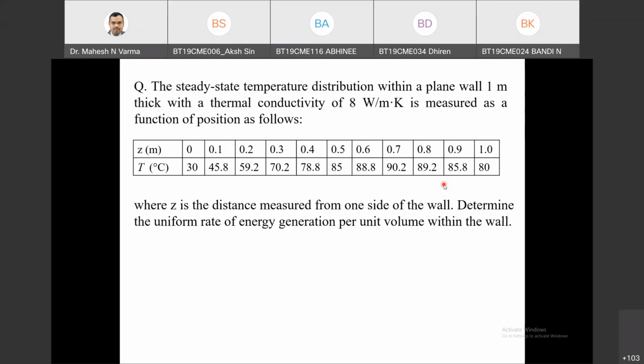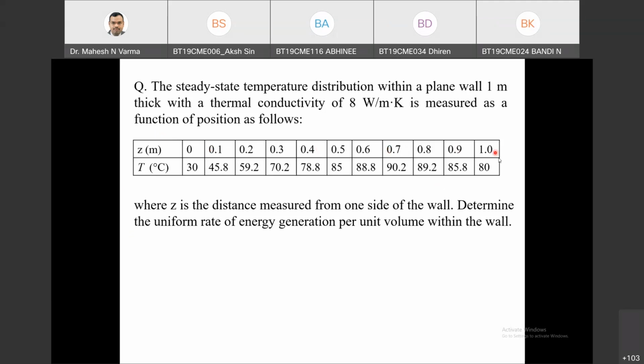Where is the area actually? Area is not given, na? So the area can be the area of cross section into the thickness, and q will be minus k A dT by dx. So A got cancelled and we will get the thickness only. Okay, so that will give you a wrong answer actually. Your first analysis was correct. You can fit the value T as a function of z.